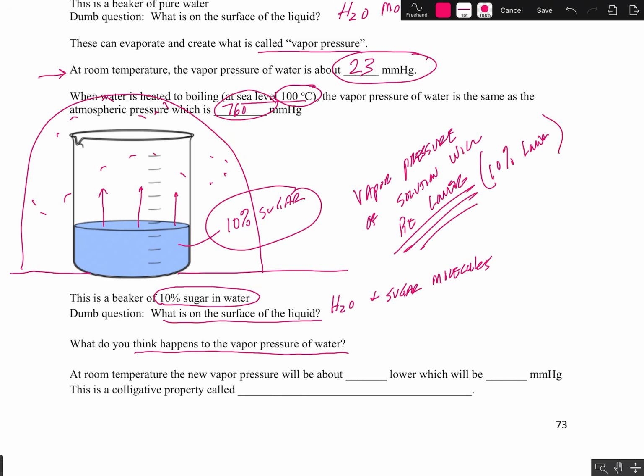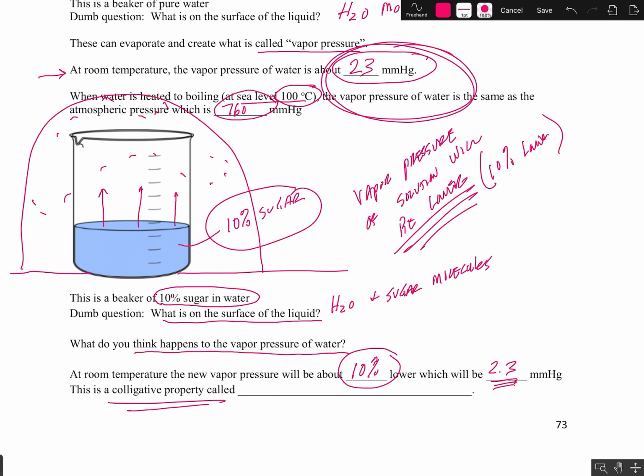And when I heat it up to 100 degrees Celsius, the vapor pressure of water, or that solution, will no longer be 760 millimeters of mercury. Those will both be 10% lower. So at room temperature, the new vapor pressure will be about 10% lower, which will be about 2.3 millimeters of mercury lower. Remember, because the vapor pressure of water at room temperature was 23, but now that 10% of it is sugar, it will be 10% lower, which is 2.3 millimeters of mercury lower. So I've just effectively lowered the vapor pressure by adding a solute to my solvent.